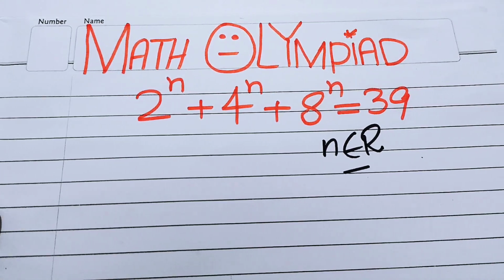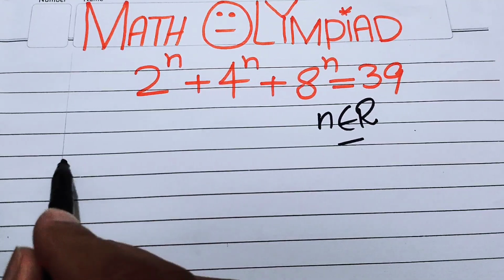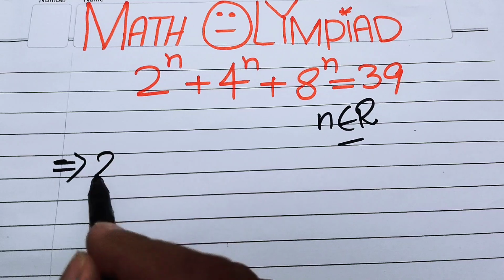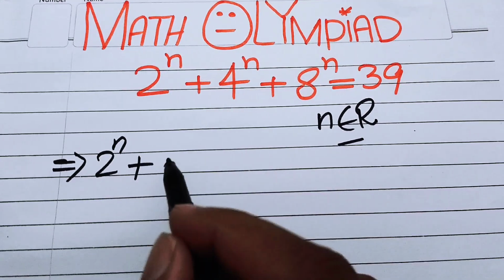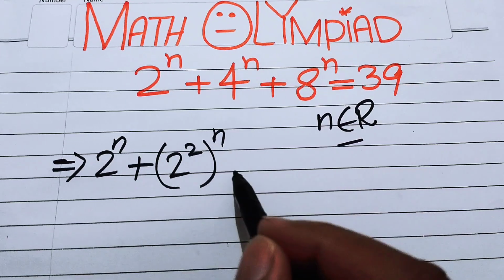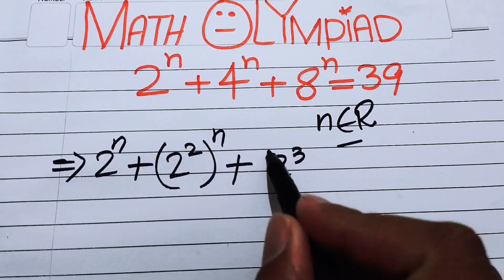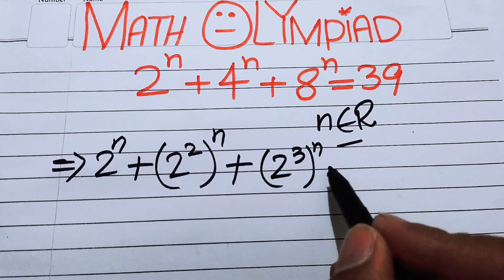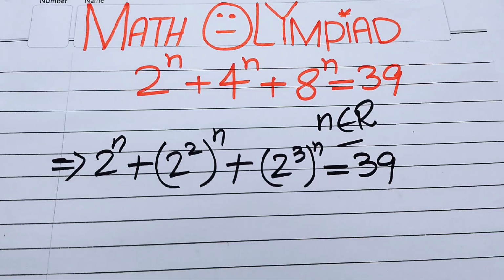So the very first thing we are going to do is rewrite this equation as 2 to the power of n plus, we write this 4 as 2 squared and its whole power n, plus we write this 8 as 2 cubed and its whole power n, equals 39.